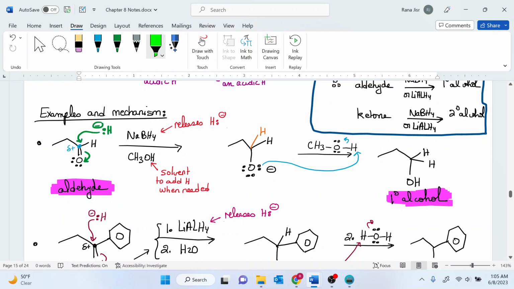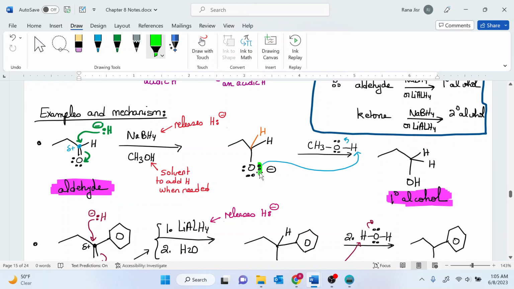This is called the mechanism of the reaction. The mechanism is not just drawing the product. The mechanism is showing how the nucleophile is attacking the electrophile, how the bonds are formed, and how the bonds are being broken. So the double bond is going to open up and add electrons to the oxygen. Now the oxygen is going to end up having 3 lone pairs in this case. This is the new lone pair, and this is the hydrogen that I added.